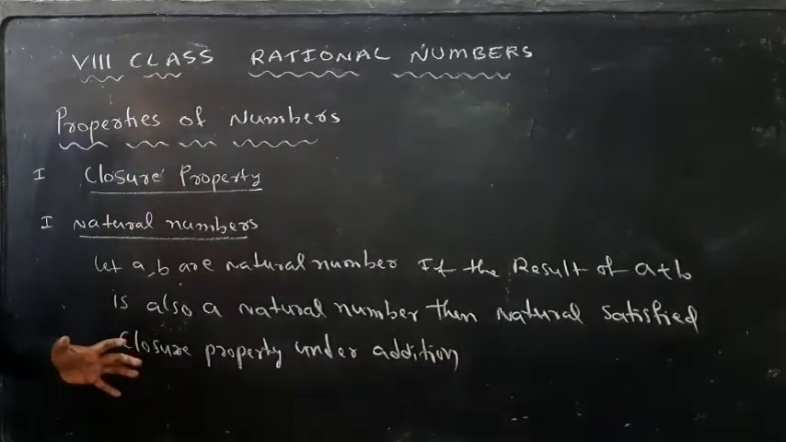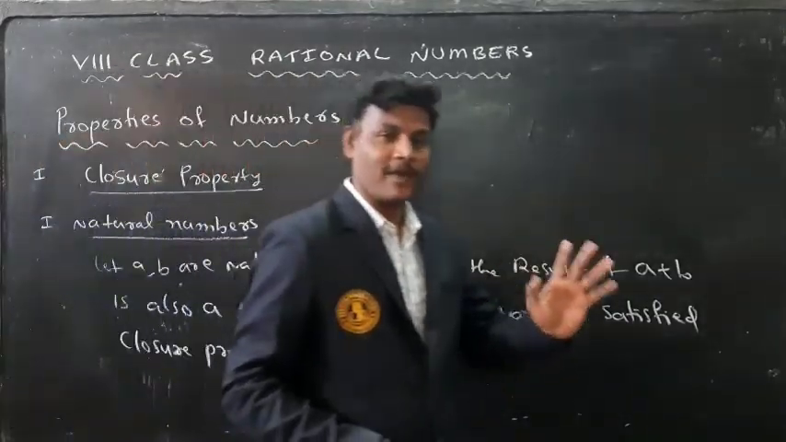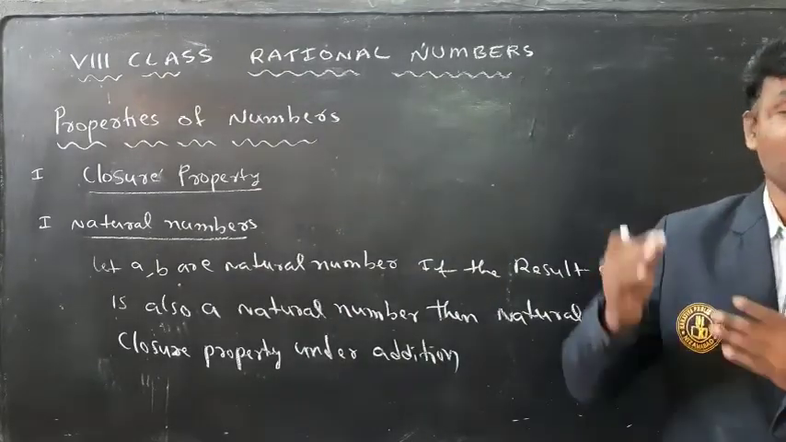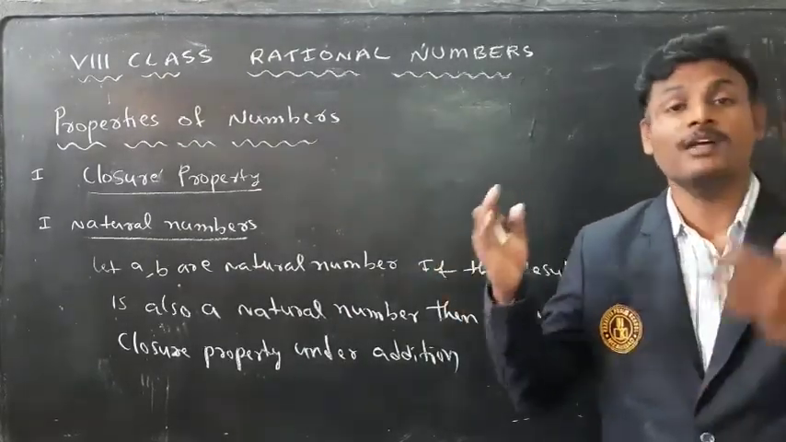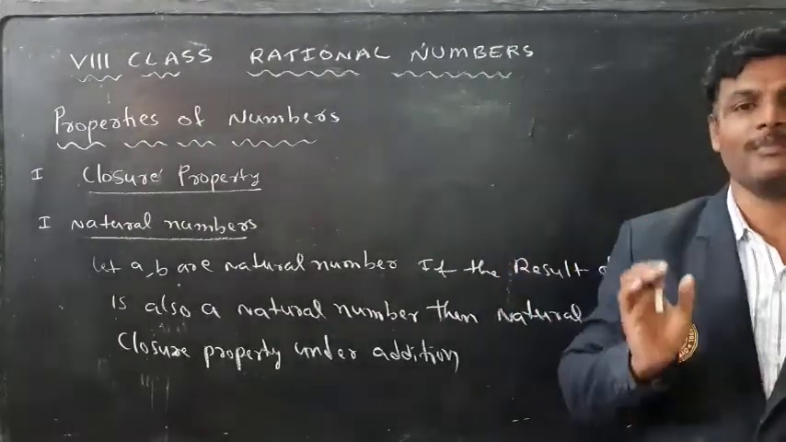So what is the definition here? Let a, b be two natural numbers. If the result of a plus b is also a natural number, then we can say natural numbers satisfy the closure property under addition. Now I am going to give some examples on this concept.